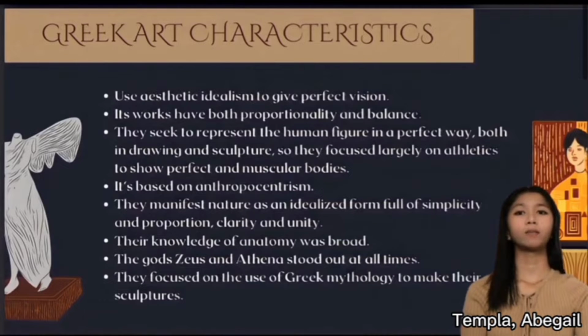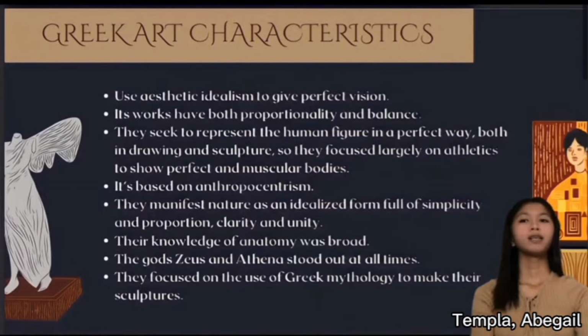Greek art is a broad and interesting subject. Its main features and characteristics are as follows. First is the use of aesthetic idealism to give a perfect vision. When we say aesthetic idealism, we are talking about devotion to philosophical theories of beauty in nature in all forms of art. Furthermore, its works have both proportionality and balance. They seek to represent the human figure in a perfect way, both in drawing and sculpture, so they focus largely on athletics to show perfect and muscular bodies.